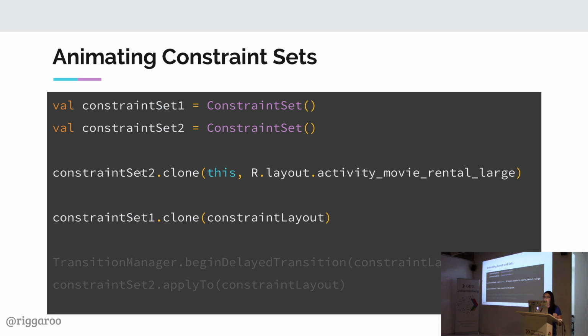So the next step that you would need to do is, in the second constraint set, you would clone the layout that you wanted to go to. In this case, I'm going to the large layout that I have. And then I would just clone the layout that's currently visible to users. This is just a view that we have defined in the screen, the whole view of the whole screen.